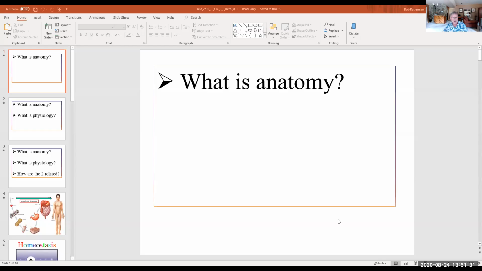I'm going to go to the PowerPoint, which is right here. It's a rather short PowerPoint. This first chapter, I think, is only like 18 or 20 slides. And it, of course, begins with this question: what is anatomy?